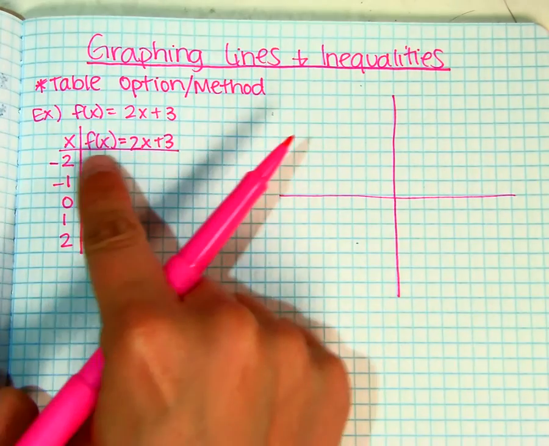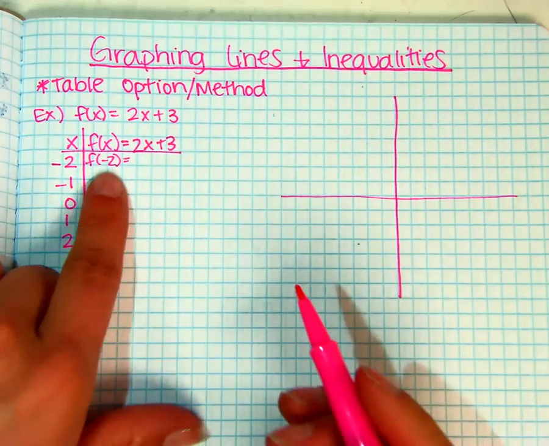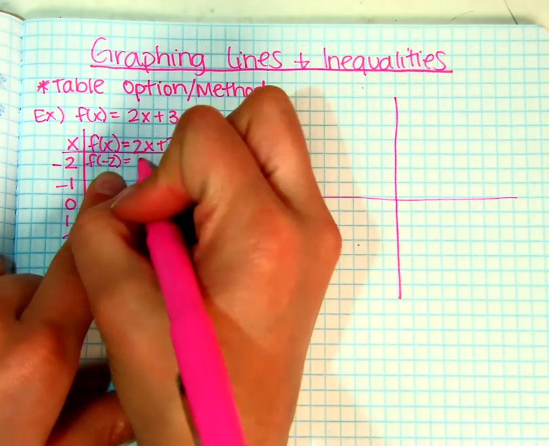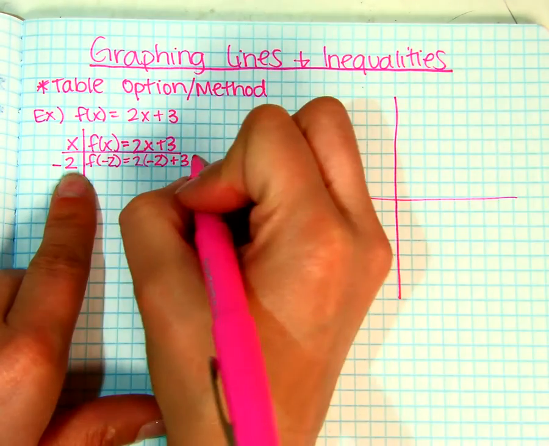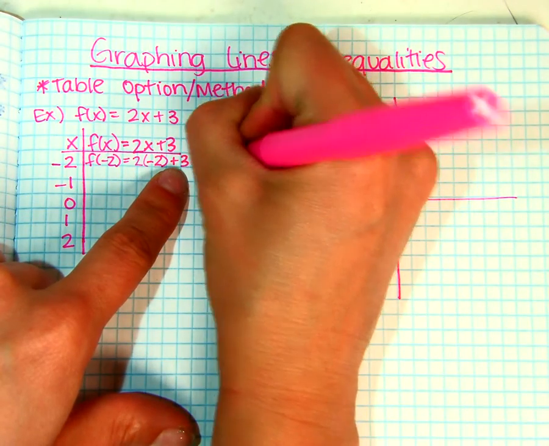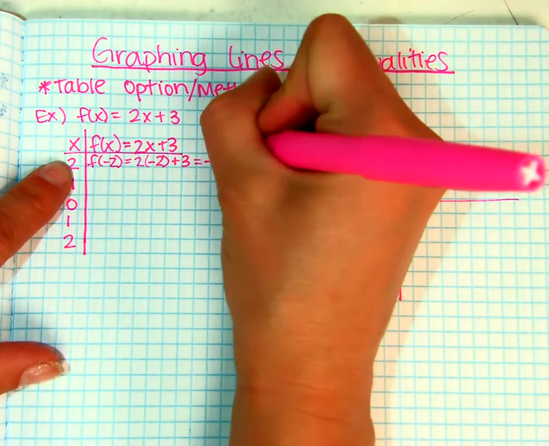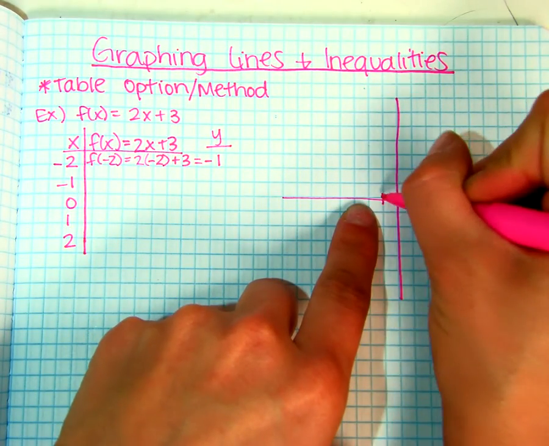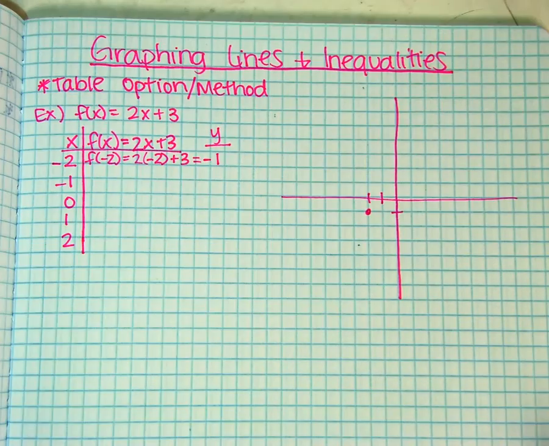So now we're going to evaluate f of -2. Remember, when we're evaluating and we know the input, we substitute that in for x. So 2 times -2 plus 3. We get -4 plus 3 is -1. So this is essentially my x, and this is my y value. So if I plot -2 on the x, and then go down to -1, that's my first point.